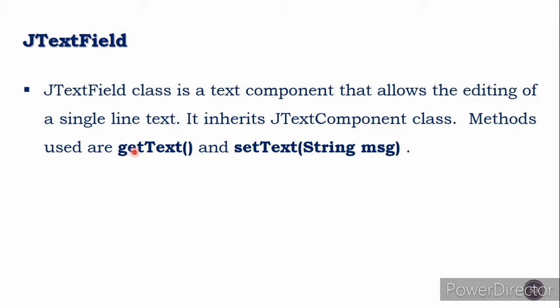First one is getText, the second one is setText, and it takes a string message as an argument. Whatever message we pass here will be set to the JTextField. And if we have already set a text, to get that text we use the getText method.